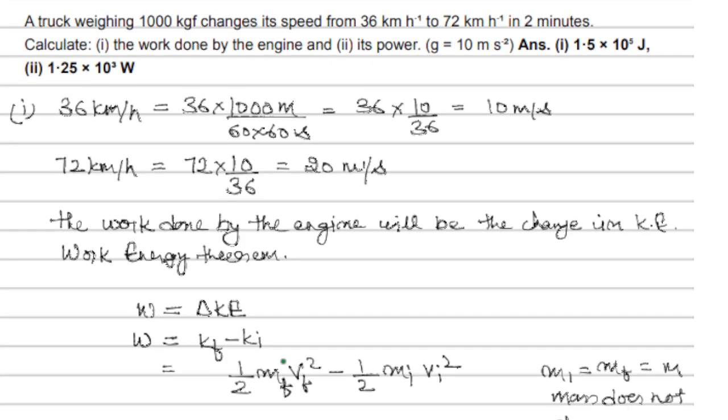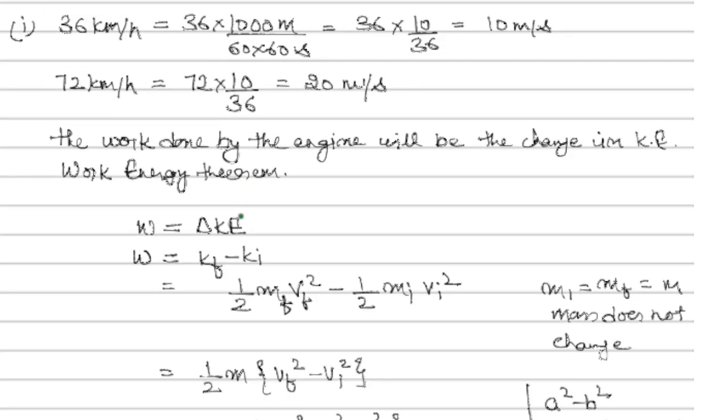Okay, let's do the next question. A truck weighing 1000 kilogram force changes its speed from 36 to 72. It is actually doubling its speed in 2 minutes. We need to calculate the work done by the engine, and its power. We have to take g as 10. So here the speed change is given, so we can easily calculate the change in kinetic energy. And from there we can use the kinetic energy theorem for the work done which is being asked here. So that is what we will do.